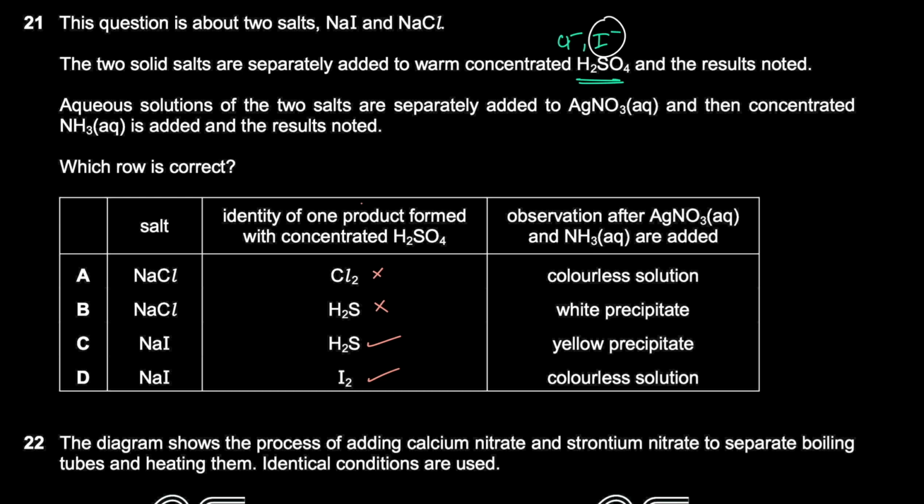And then silver iodide is a yellow precipitate that does not dissolve in concentrated ammonia. So the answer is C.